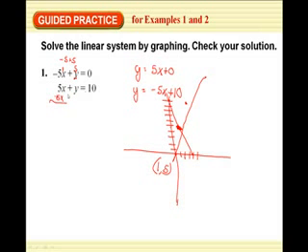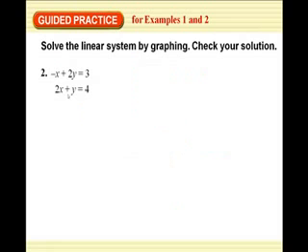Sorry I don't have graph paper, but you guys do. They're going to have to get some more of those little graphs from me. And, ooh, boy, that is an ugly graph.